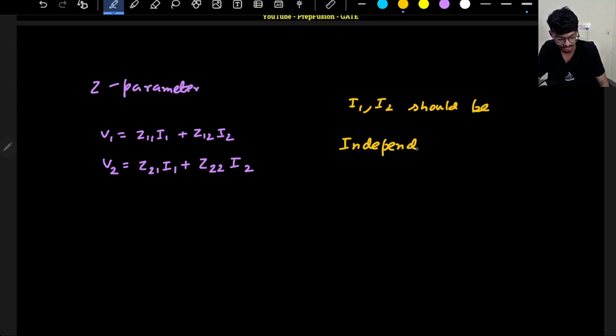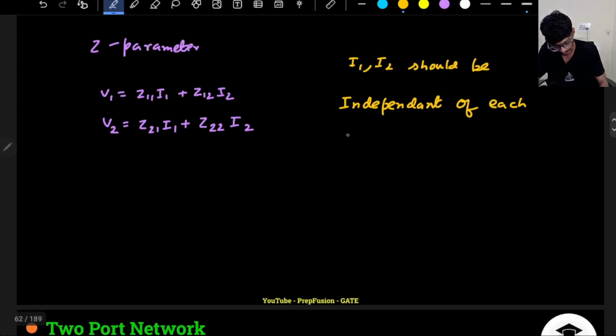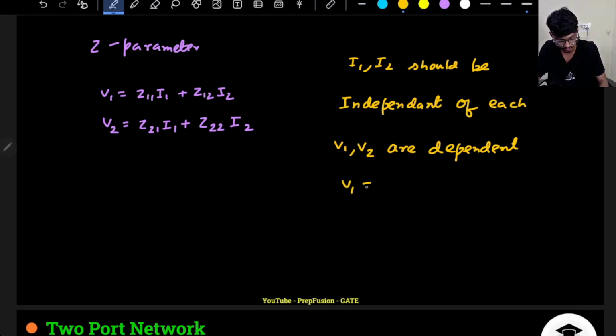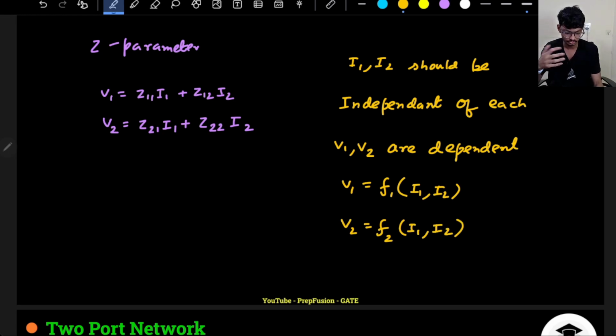If they are dependent, then obviously Z parameter would not exist, which we have already seen for transformers. So basically my I1 and I2 are independent variables and my V1 and V2 are dependent on what? V1 and V2 are functions of I1 and I2, right? So V1 equals to some function f1 of I1 comma I2 and V2 equals to some function f2 of I1 and I2. So basically V1 and V2 are functions of I1 and I2.